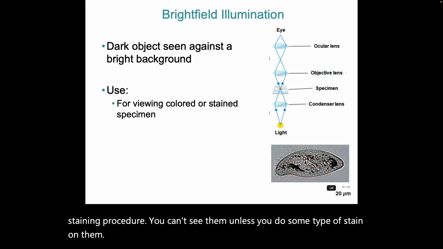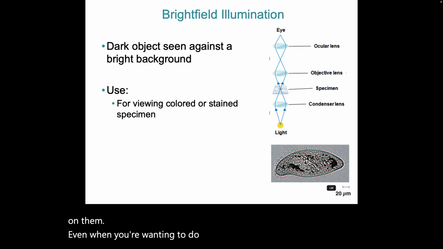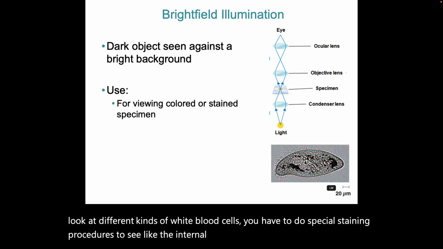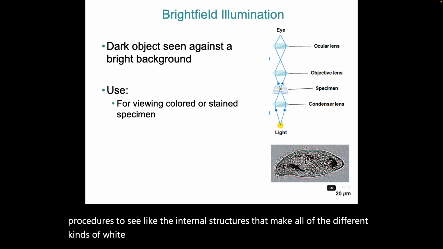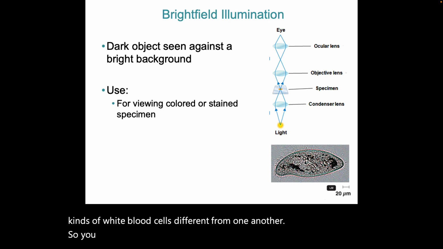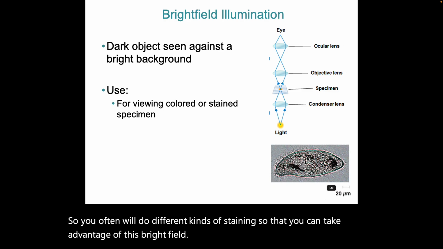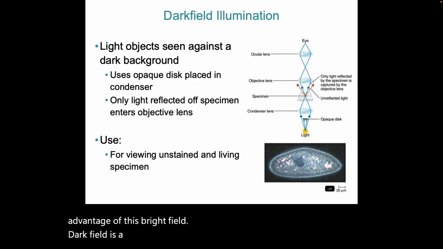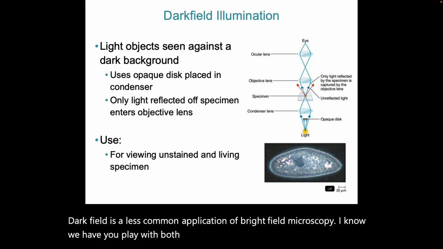Even when you're wanting to do blood smears, especially if you're trying to look at different kinds of white blood cells, you have to do special staining procedures to see the internal structures that make all of the different kinds of white blood cells different from one another. So you often will do different kinds of staining so that you can take advantage of this bright field. Dark field is a less common application of bright field microscopy. I know we have you play with both phase contrast and dark field in the lab.